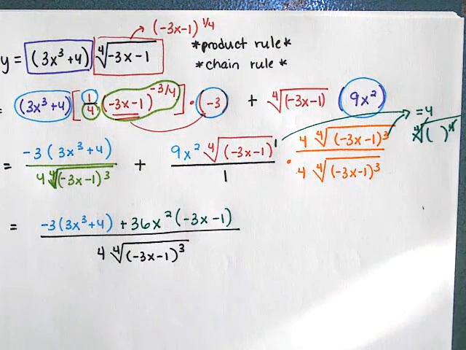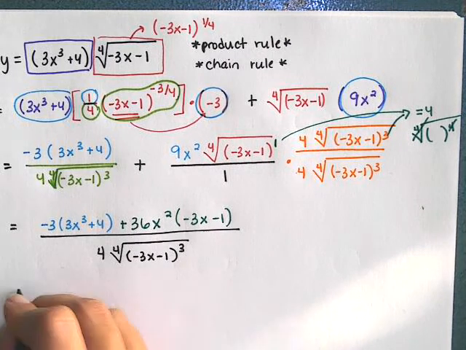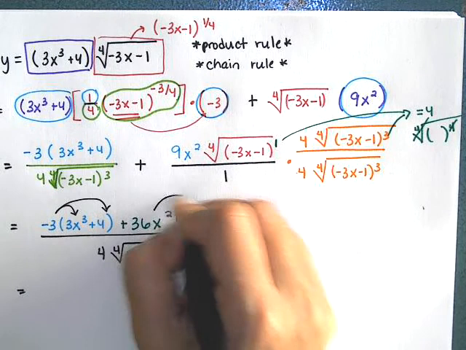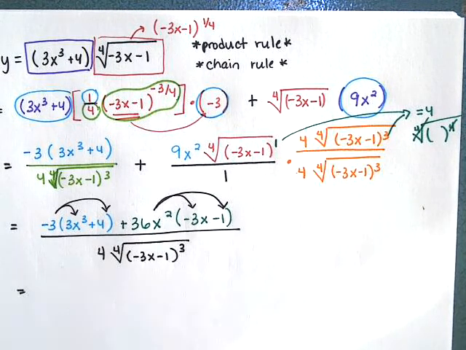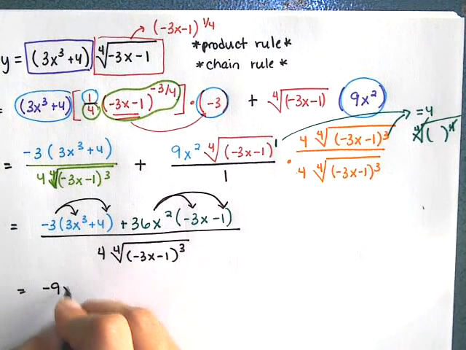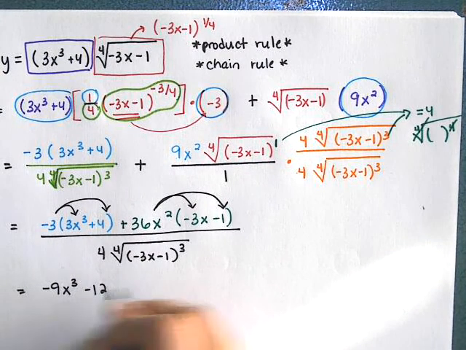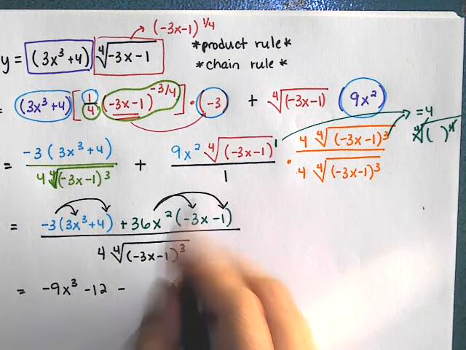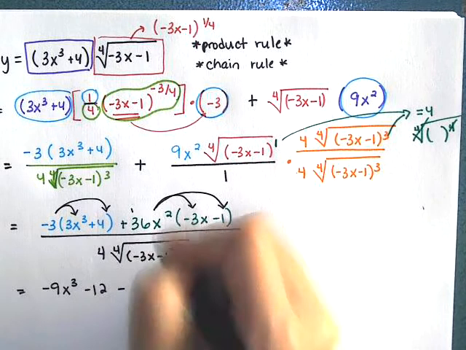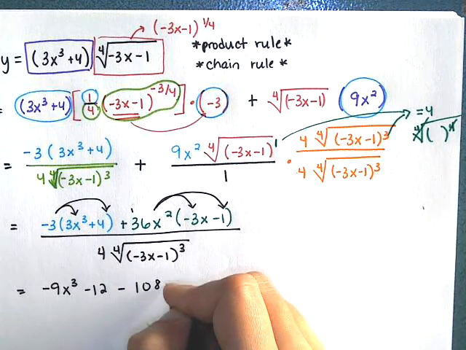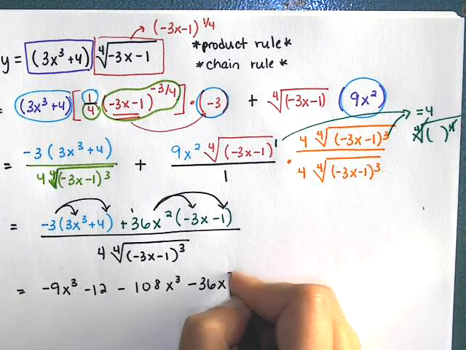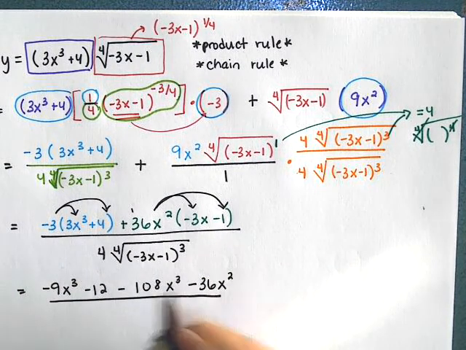Now I'm just going to distribute and combine like terms. So when I distribute the negative 3 and when I distribute the 36x squared, I get negative 9x cubed minus 12 minus 36 times 3, carry the 1 is 9 is 10, x cubed minus 36x squared. Sorry, I was just doing some arithmetic in my head there.